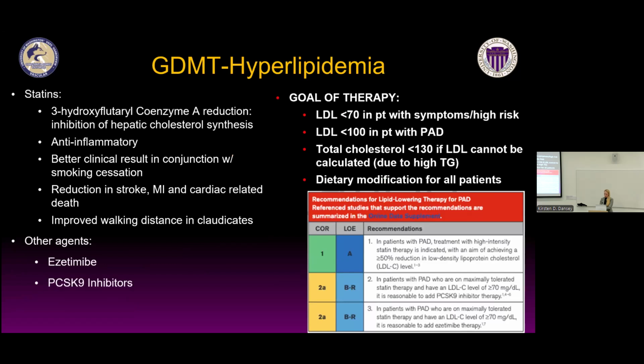For management of dyslipidemia, the mainstay of treatment really is statins. We found that there are better clinical results when they are prescribed in conjunction with some type of treatment for smoking cessation. We found that there's a reduction in stroke, MI, as well as cardiovascular-related death, and an improved walking distance for patients with claudication. And really the goals for our patient population are an LDL less than 70 in patients with symptoms and an LDL less than 100 in patients with asymptomatic PAD.